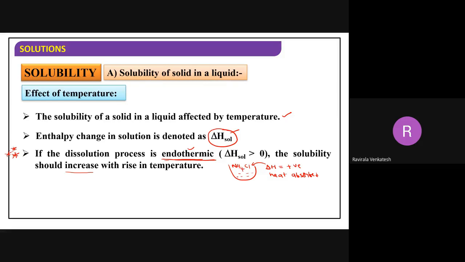What that means is, for all endothermic processes, in which heat is absorbed, if you heat this, solubility also will increase with respect to temperature. Because the process is what actually? Heat is absorbing here.